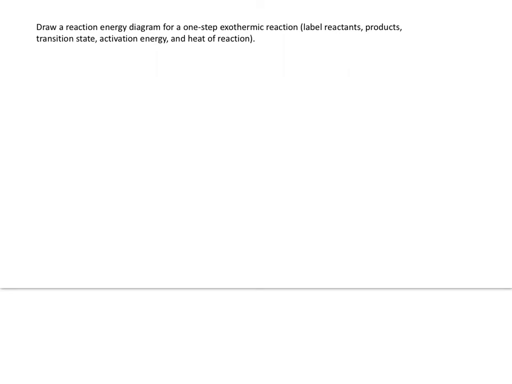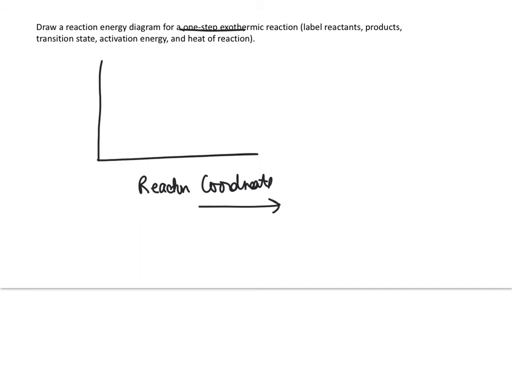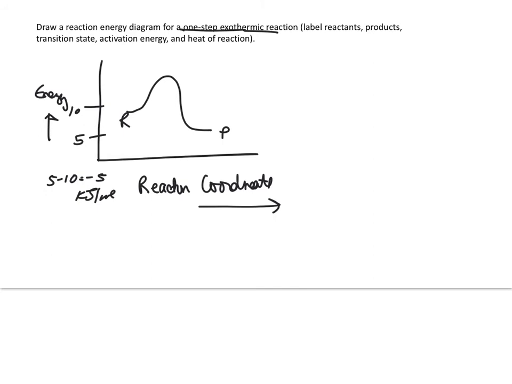Okay, draw a reaction diagram for a one-step exothermic reaction. Keep in mind that the previous one was a two-step because you had an intermediate, so you had two transition states. So if we draw this, reaction coordinate is your x-axis, and then energy increases. It's a one-step, and it has to be exothermic. That means we're just going to draw our products lower in energy than our reactants. Imagine if this was 5 and this was 10, 5 minus 10 would be negative 5 kilojoules per mole. So that would be exothermic.